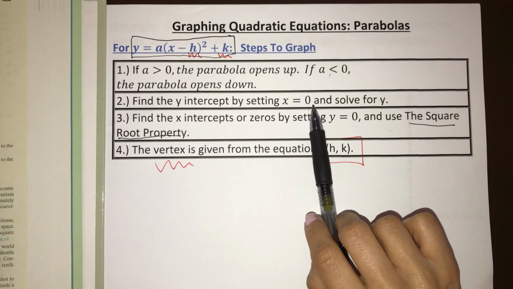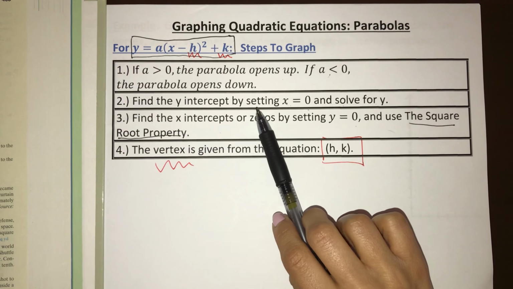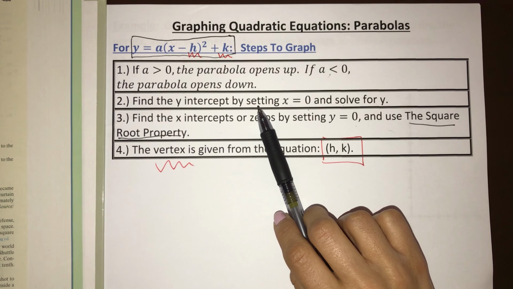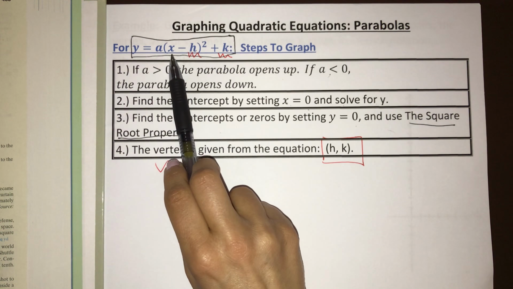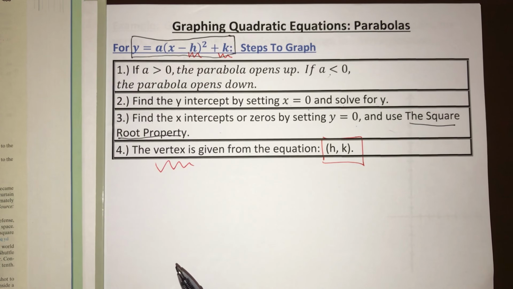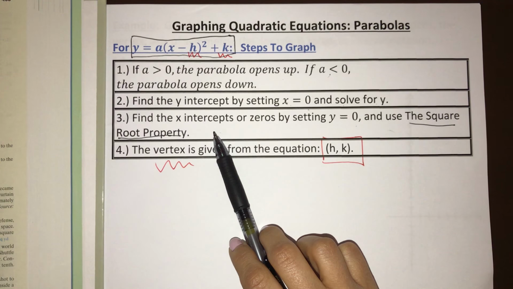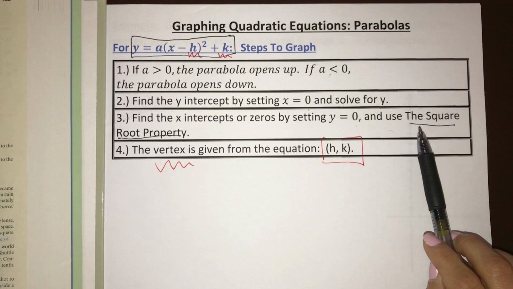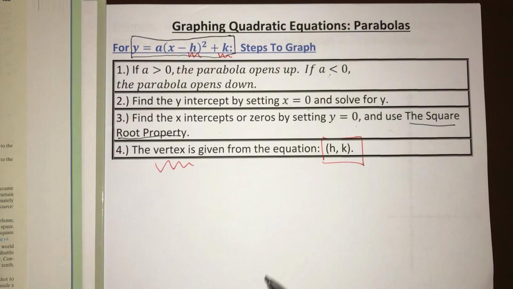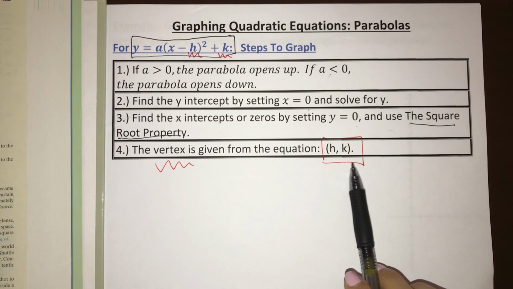So the second step is to find the y-intercept, and we have to set x equal to 0 and solve for y. This is different from the first video. The y-intercept, in this case, we actually have to solve for by inputting 0 for x, and then you can solve for y. The x-intercepts are also different from the first video because we are going to use the square root property, which we learned earlier. And of course, the vertex is just going to be (h, k).